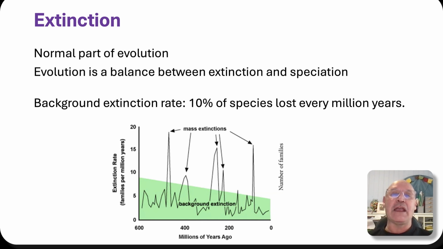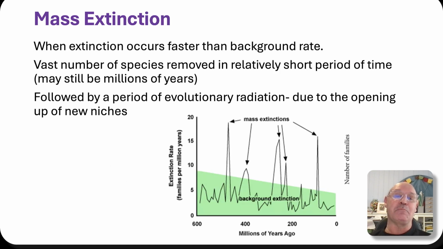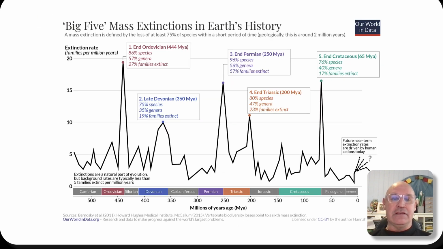Look, there's a background extinction rate around about 10% of species are lost every million years. But we also have these mass extinctions, and there's been 5 mass extinction events. And a mass extinction occurs when there's extinction that occurs much faster than that background rate. Now, it might still be over millions of years, but it's a much higher rate. And there's been 5 mass extinction events so far. And every time we have a mass extinction, it's followed by a period of evolutionary radiation due to the opening up of new niches. So here's the 5 events, and they're over millions of years.